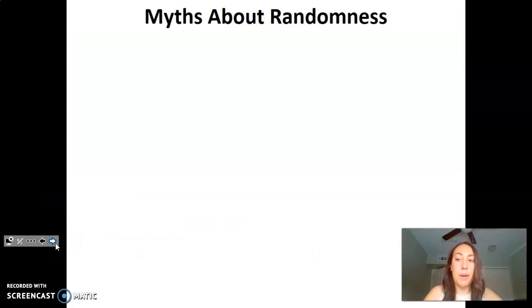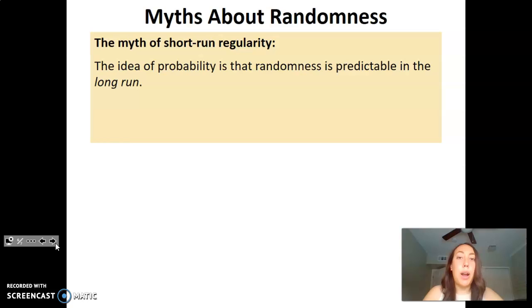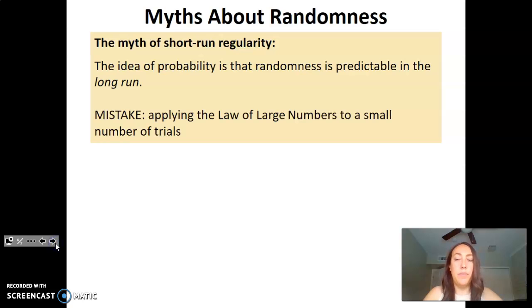A couple myths about randomness. Same idea here, short run regularity. Probability is predictable in the long run, not in the short run. So don't apply the law of large numbers to a small number of trials, okay? If you flip a coin 10 times, anything could happen. But if you flip a coin 1,000,000 times, you should see 50% heads, 50% tails.